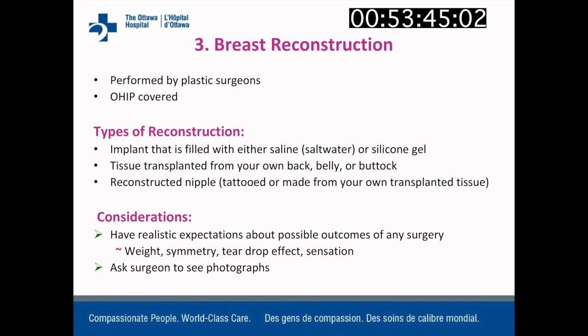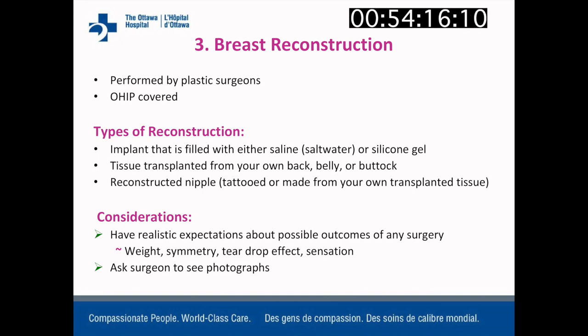OHIP also covers the unaffected side should the plastic surgeon discuss with you the possibility of doing a lift so that the unaffected side is in symmetry with the breast reconstructed side. There are different types of reconstruction that the plastic surgeons can use and will discuss with you. First of all, implant reconstruction, that's either an implant filled with saline or salt water, or silicone gel.